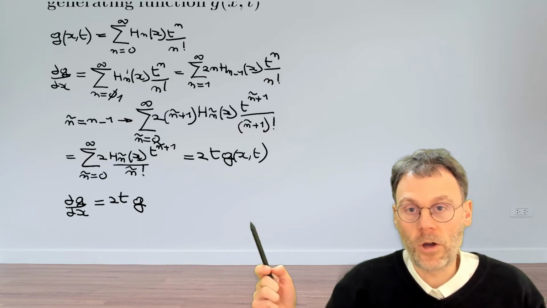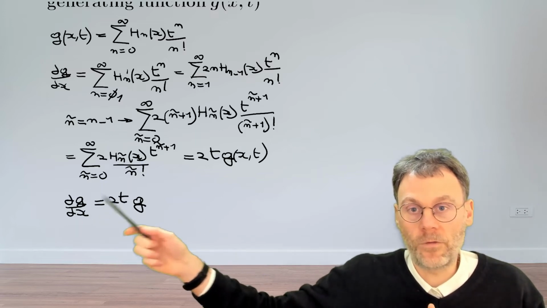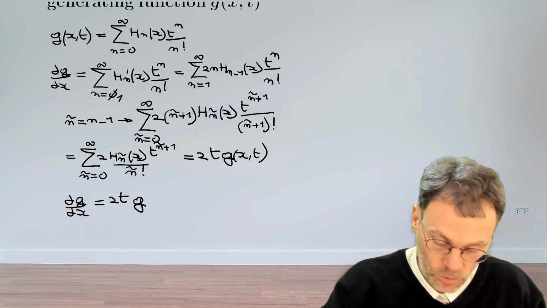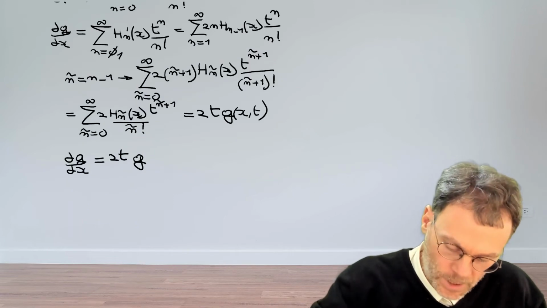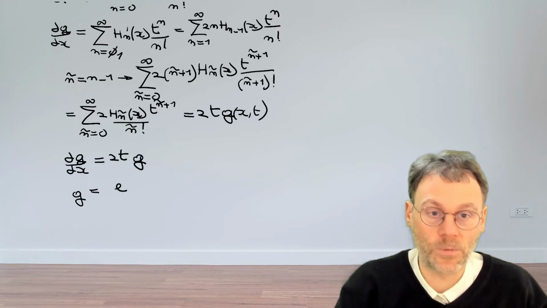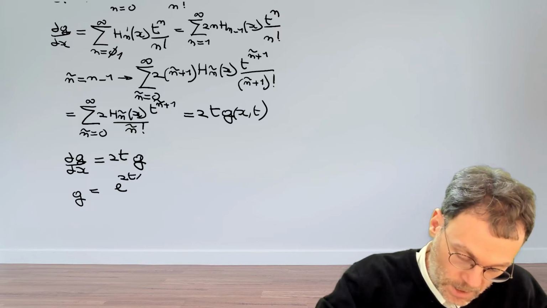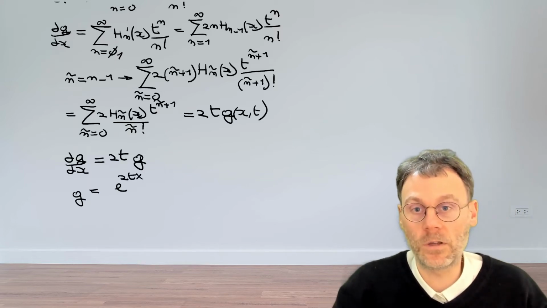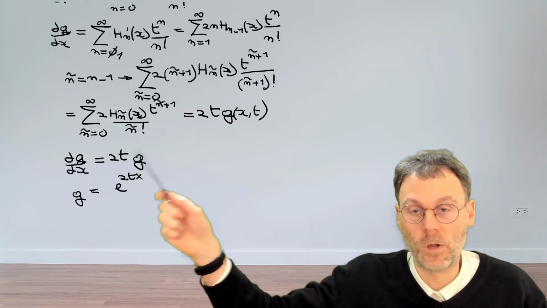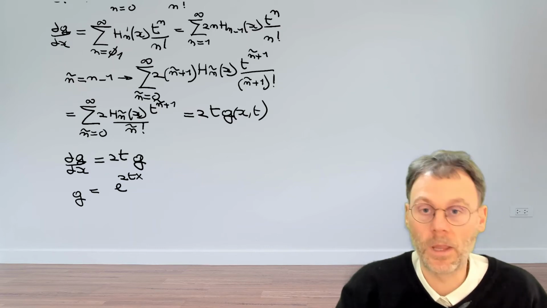So what is a function that if we take its derivative, we get that same function back, but multiplied by 2t? A prime candidate, of course, would be an exponential. So if we have exponential 2tx, if we take the derivative with respect to x, we get back that same exponential, but multiplied by 2t.